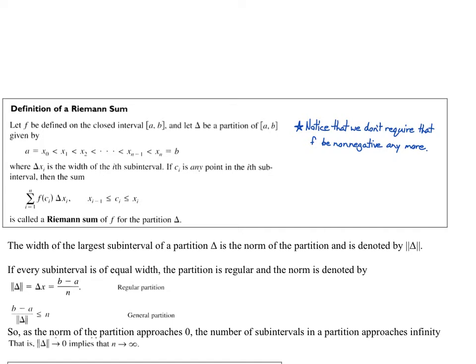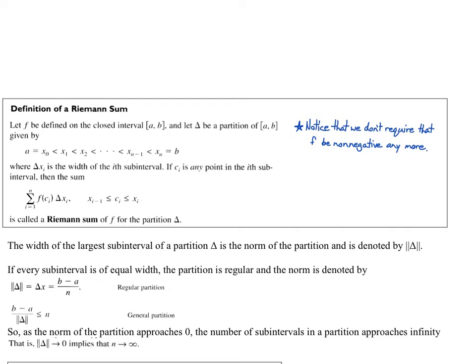Now, there's a couple of terms here that you need to be familiar with. Before we get to those, though, one thing I want you to notice is that this is different from what we've been doing the last few lessons. Notice that we don't require that f is non-negative. Before, all the graphs that we worked with had to be above the x-axis. Now we're going to be able to deal with ones that are below the x-axis as well. You may miss the fact that it was there before, so I wanted to point that out.